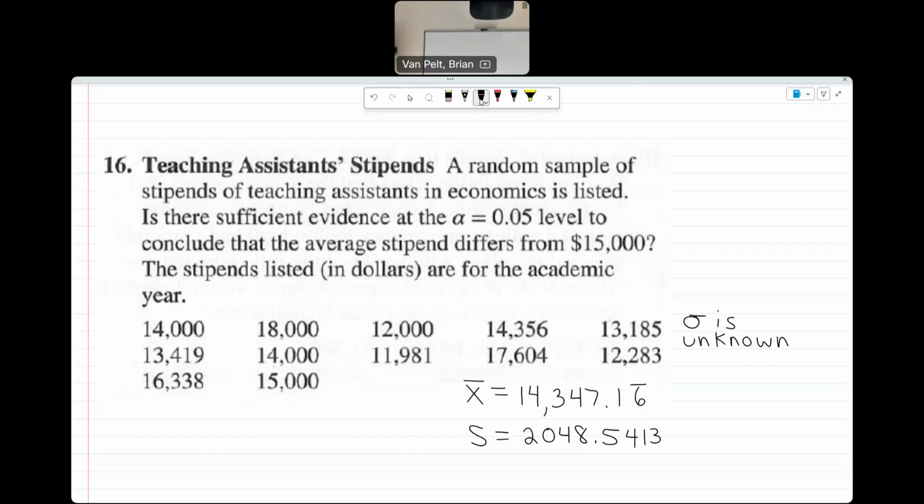You gotta get that far other than this. First, this is where sigma's not relevant. When sigma is unknown, what table are you going to end up using? The T table, right?